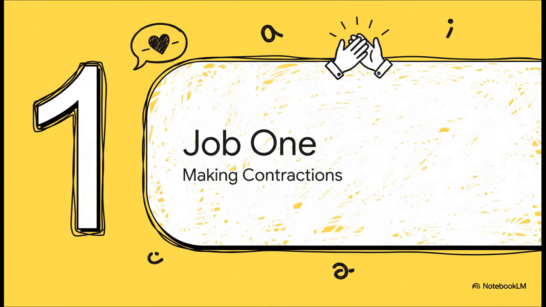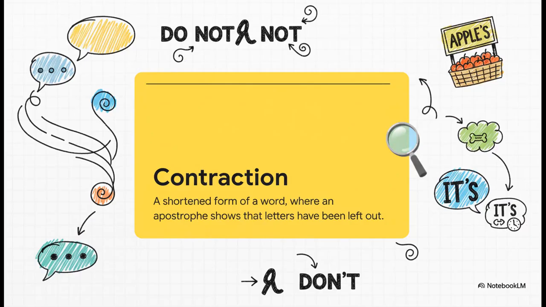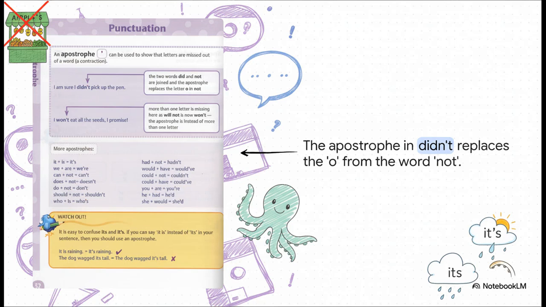Job number one, making contractions. This is probably the one you see all the time, the one you're most comfortable with. Honestly, just think of it as a shortcut for your writing. So, what is a contraction really? It's just squishing two words together to make a shorter one. And the apostrophe? Its only job here is to be a little placeholder to show you, hey, some letters used to be here.